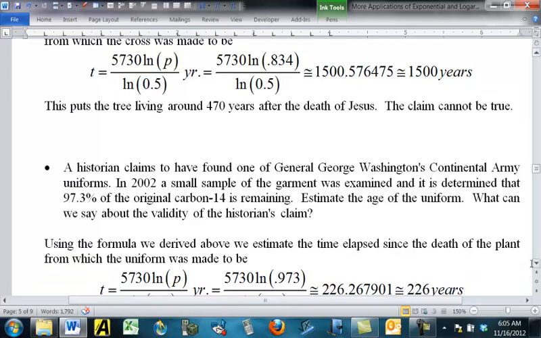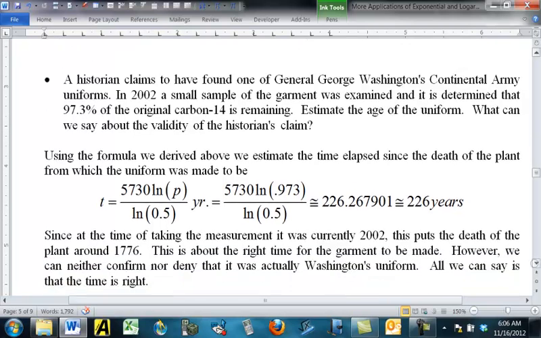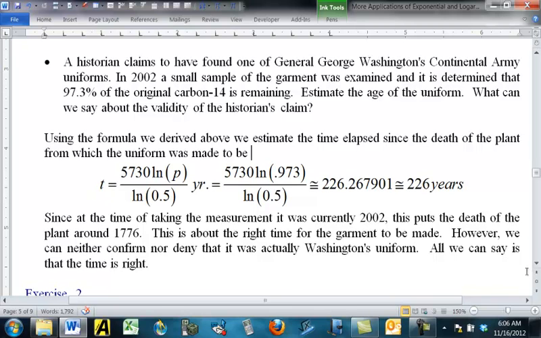Well, again, we use this same formula. Still carbon-14 dating, so we still use 5,730 over the log of 0.5, then times the log of the percentage remaining, which is 0.973, and that's about 226 years. Well, when the measurement was taken, it was 2002, so that puts the death of the plant that it was made from at 1776. Well, that's about the right time for such a garment to be made, perhaps. So we can neither confirm nor deny it was actually Washington's uniform, but we definitely do know that it was from about the right time period.